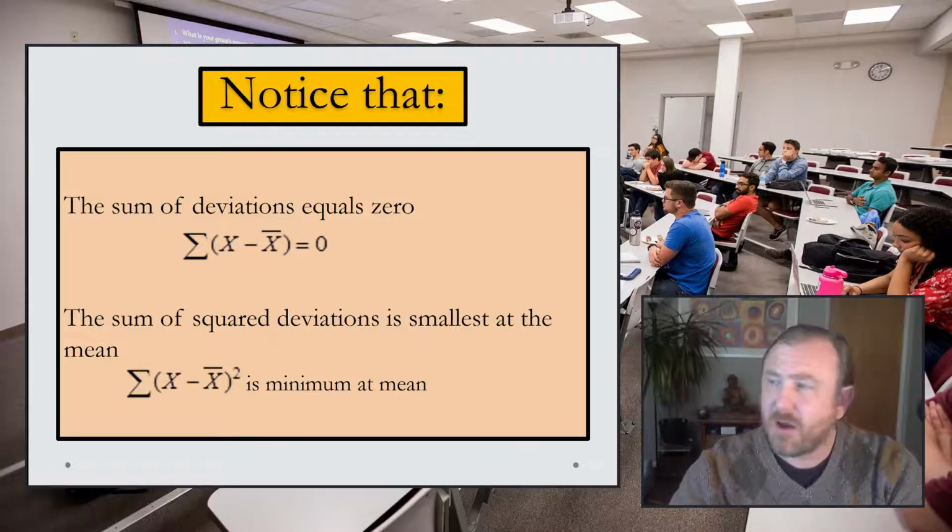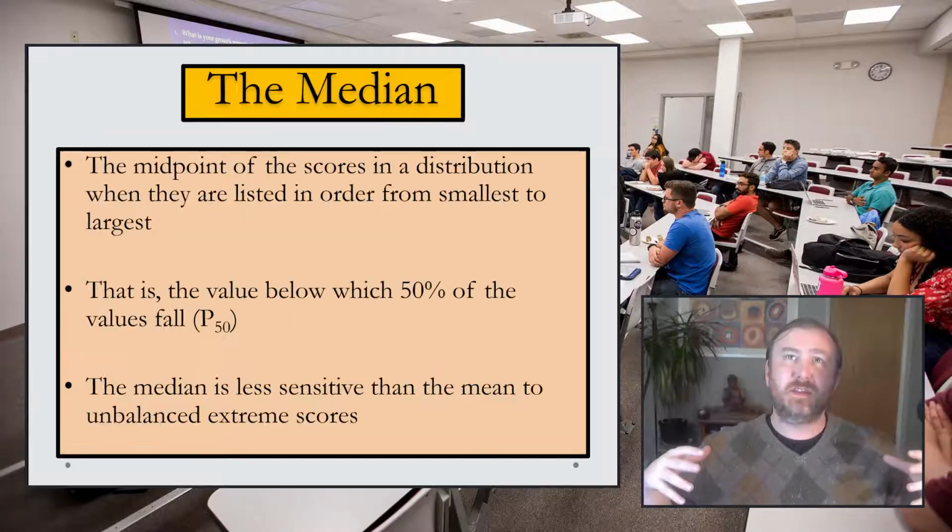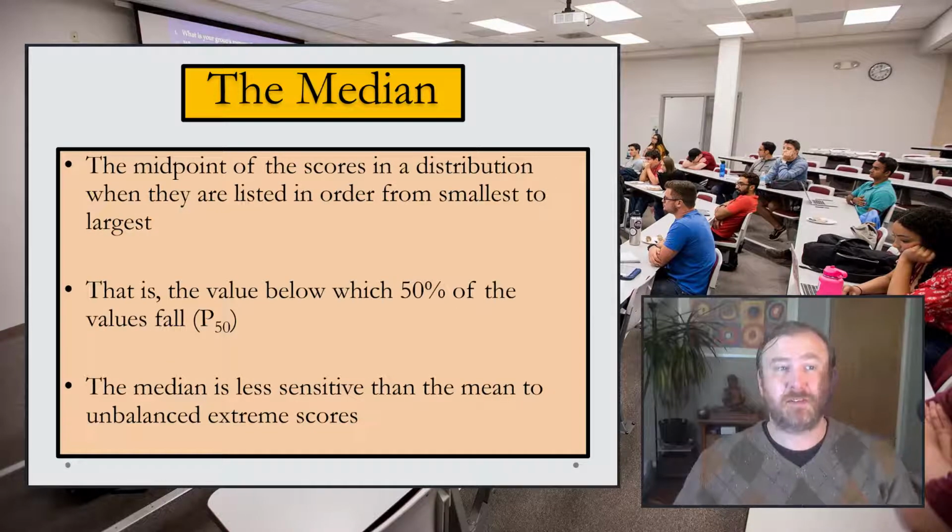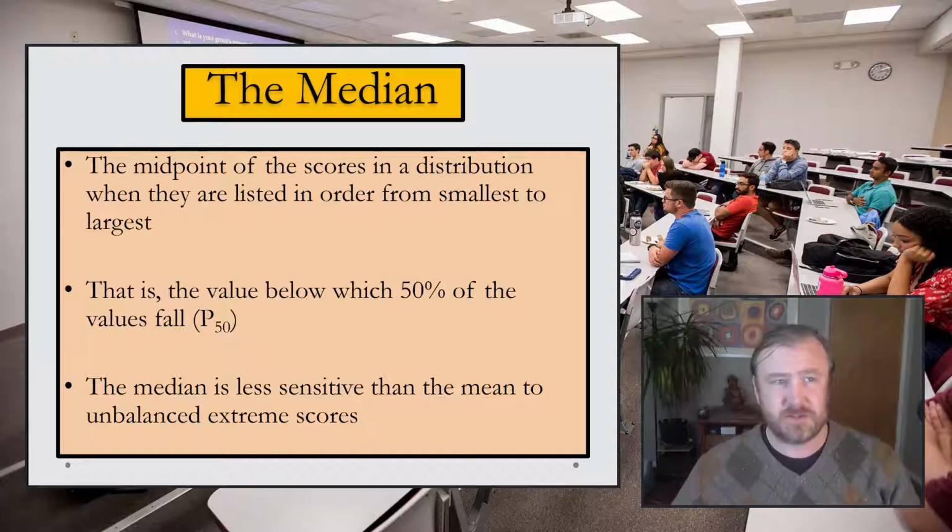So now let's talk about our second measure of central tendency, which is the median. So the median is basically the midpoint in a distribution of scores whenever they've been listed in ascending order, smallest to largest.